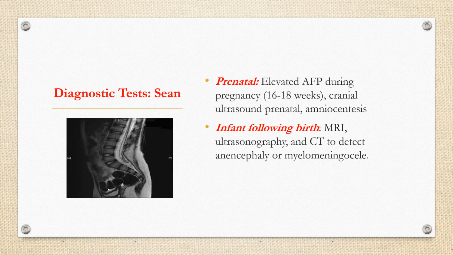So we have some prenatal and postnatal tests that we can use for Sean. Prenatally, we would be checking mom's alpha-fetoprotein during pregnancy, at 16 to 18 weeks. We can also do a cranial ultrasound and check an amniocentesis. After Sean is born, with an MRI, ultrasound, or CT, we would detect any anencephaly associated with the myelomeningocele. We could see that more closely. Also, we could see the disruption of the flow of the CSF to see if we have hydrocephalus.